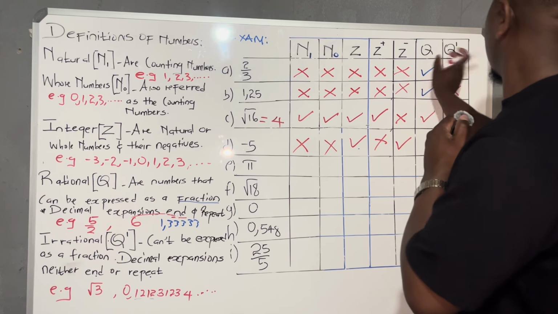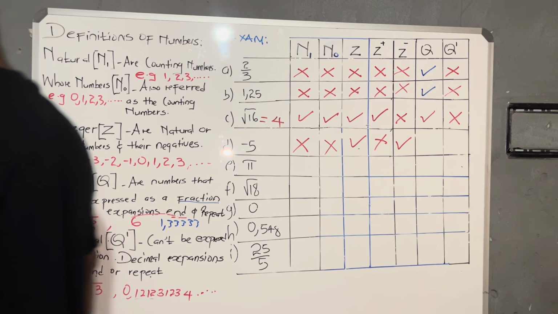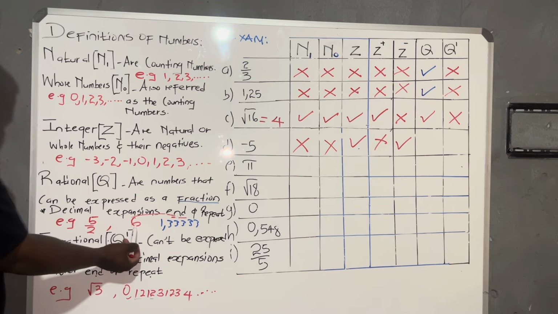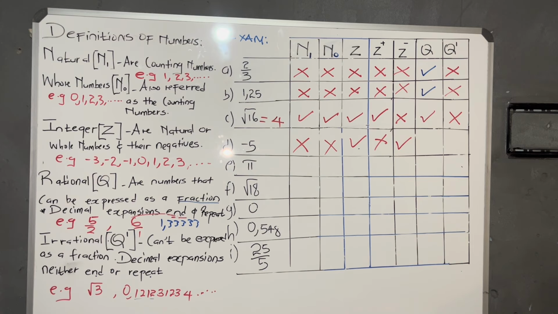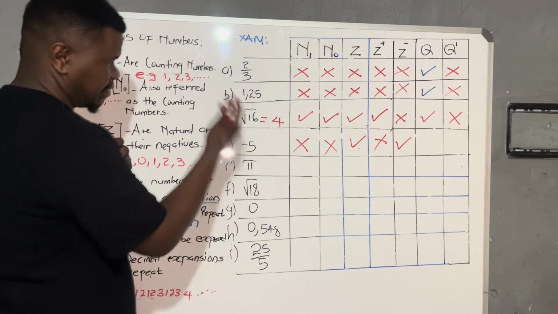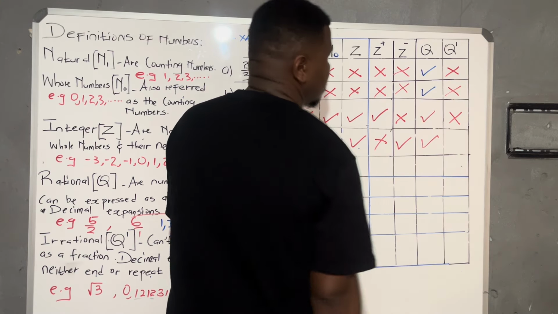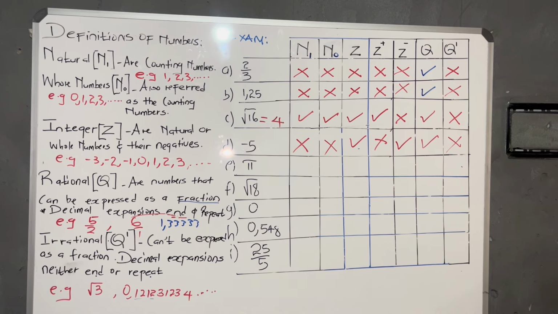Now the question is based on the Q. Is it rational or irrational? Just like here we just had a 6. We said it cannot be irrational because it can be written in a fraction form. Also, this can be written in a fraction, negative 5 over 1. So I consider this as a rational, not as irrational.